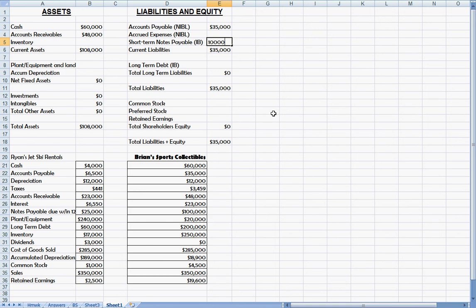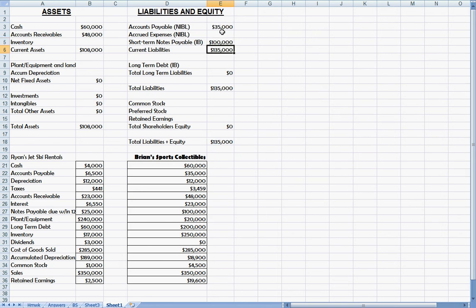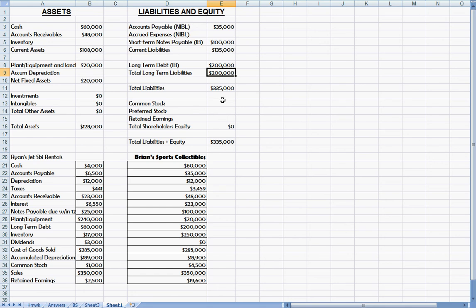Make sure we have enough zeros there. Good. Next we have plant and equipment of only $20,000. Pretty light on fixed assets, gross fixed assets there. Long-term debt of $200,000. We know that belongs over here on the right-hand side of the balance sheet. We've also got inventory of $250,000. That's quite an inventory number. I'm already beginning to question Brian's business skills.